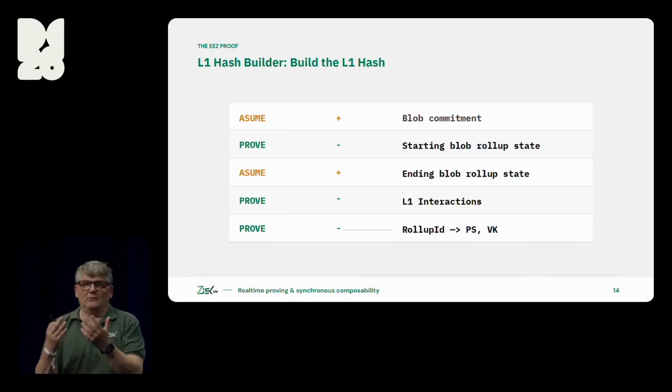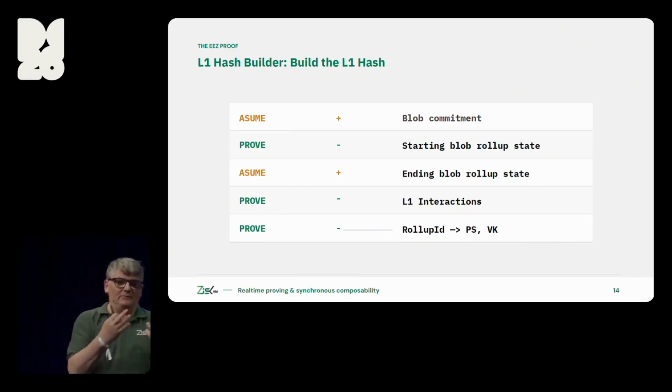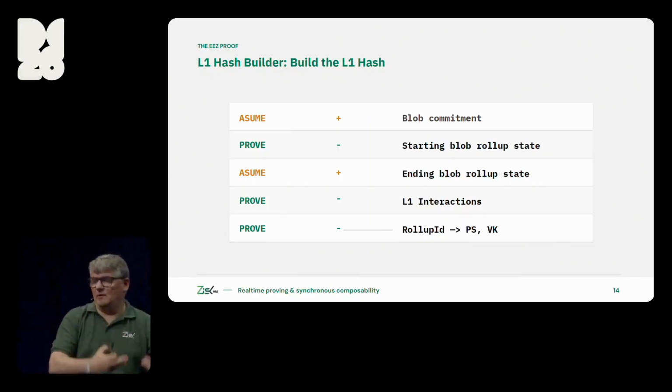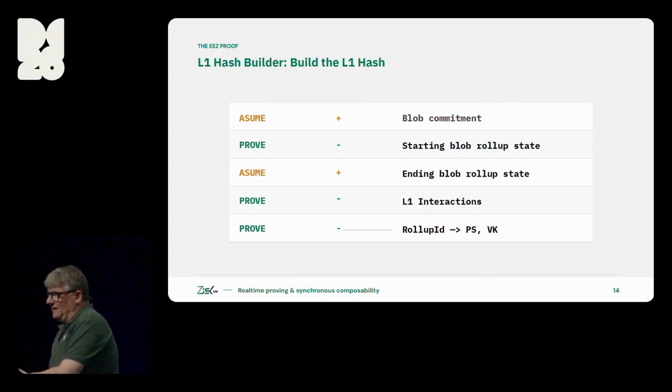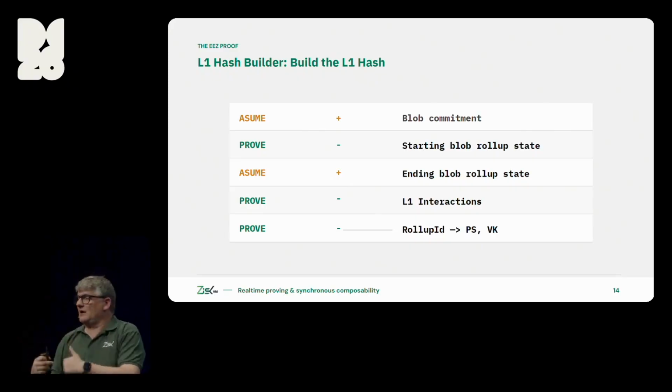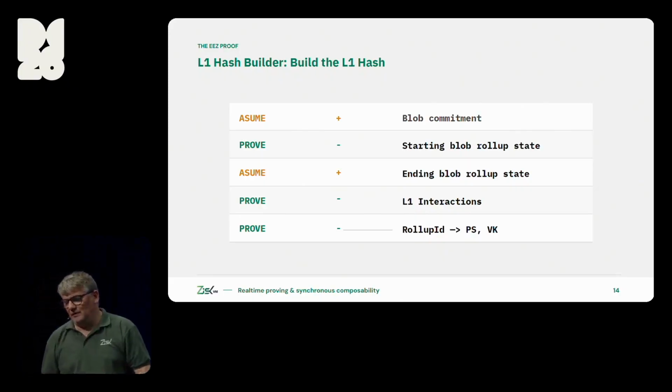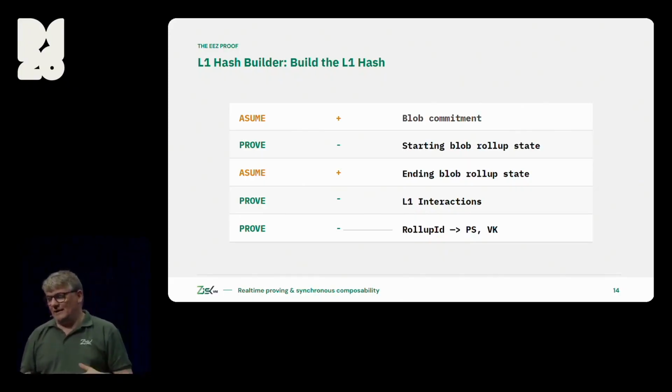With this, I guarantee that the blobs that I parsed in the blob provers are actually the ones that come from the L1, that L1 is telling me happened in the L1. This is how I link what's happening in L1 to what happens in the proof. Okay? On the other side, I have all the starting blob rollup and the ending blob rollup.